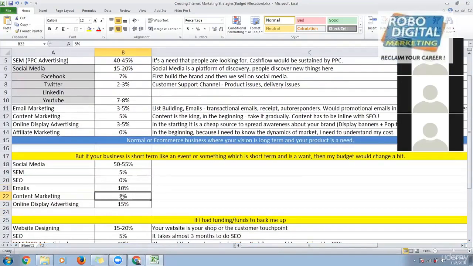Next is content marketing. As we will be developing content, since we are dealing in social media, it requires a lot of content. So we have to spend a good amount on it. Next is online display advertising. That is pop-up ads.